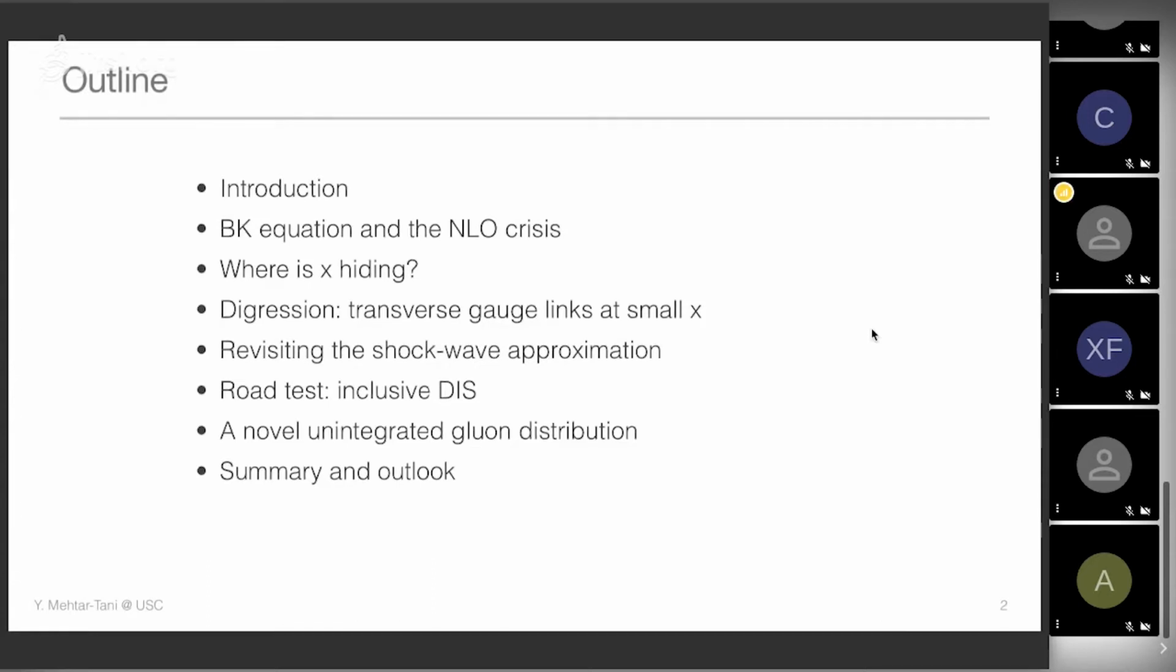So I will revisit this, find a different way of tackling that approximation, and then apply it to DIS and show that if you do this, you see the appearance of a new object that somehow interpolates between small x and moderate x.